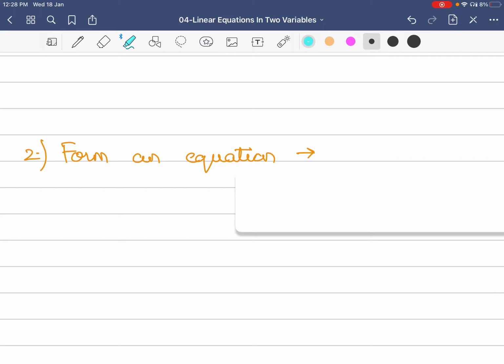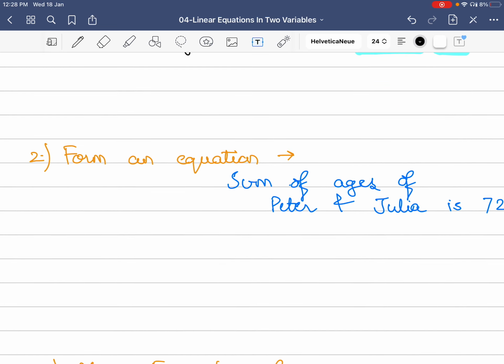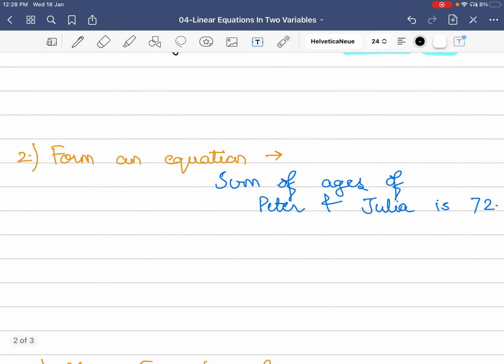Now we are given one task to form an equation from this information. So let's see what is the information. Sum of ages, let's read it. Sum of ages of Peter and Julia is 72. So Peter and Julia are two people and their sum of ages is 72. How are we going to represent this?